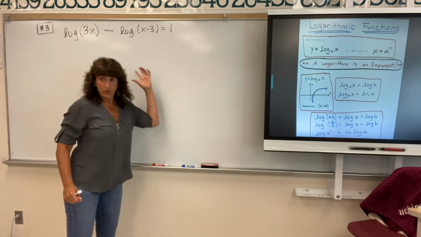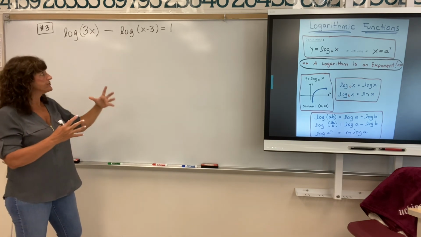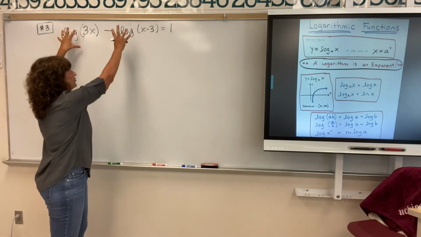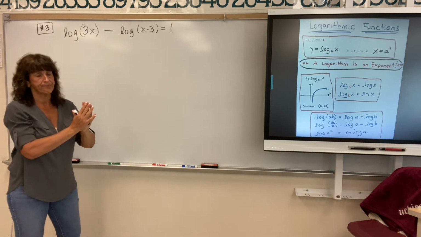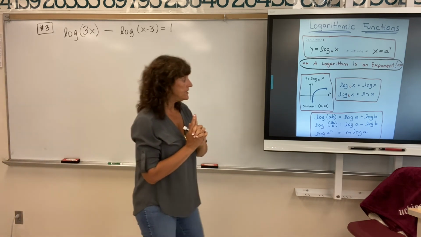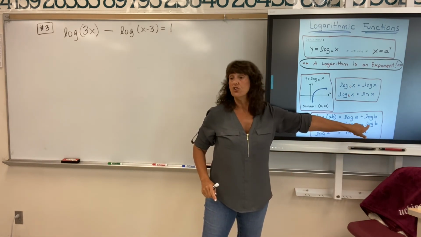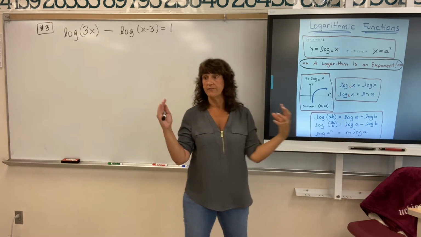But we have 2 logarithms over here, so we cannot use the definition that a logarithm is an exponent. We can't use that until we take our 2 logarithms and write them as 1 logarithm. We need to use our properties of logarithms. The property we need to use here is the subtraction. We have 2 logarithms being subtracted, so we're going to write this as 1 logarithm of a quotient.